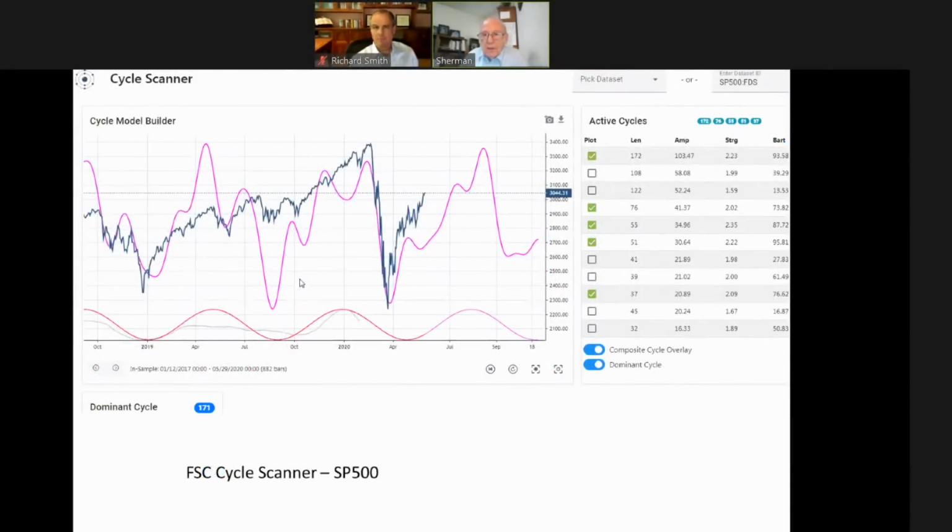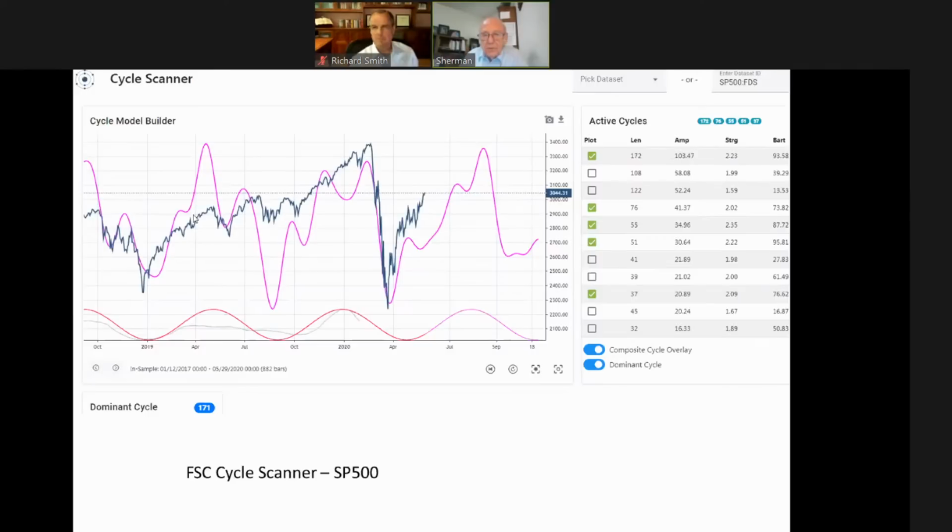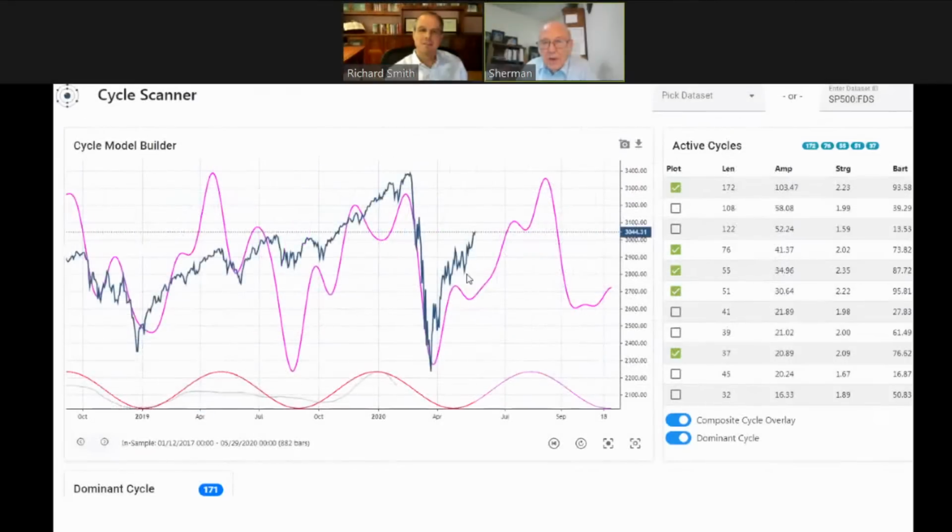This is what it looks like when this cycle analysis was done, and it calls for a top here around August and a decline. The election, this is the beginning of November, so the election is right about there. And so this shows a decline ahead of the election.